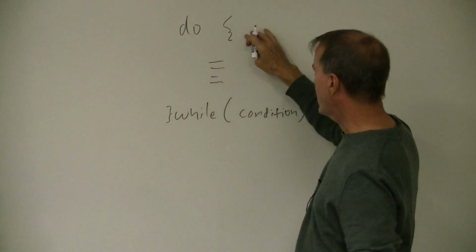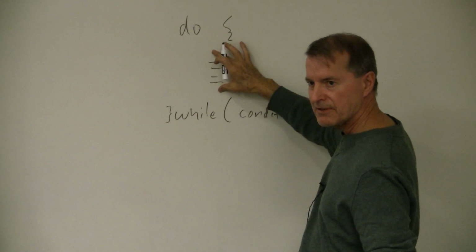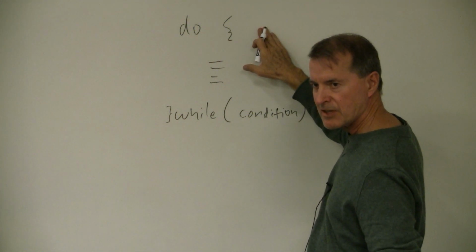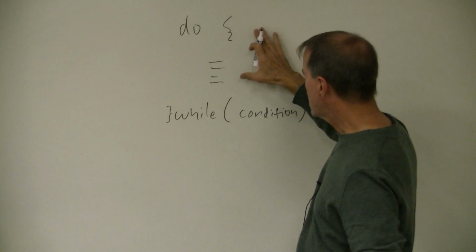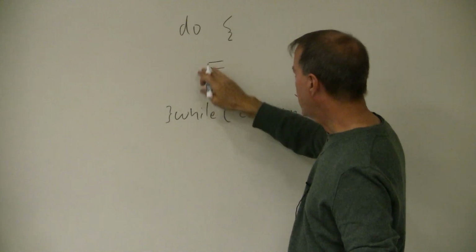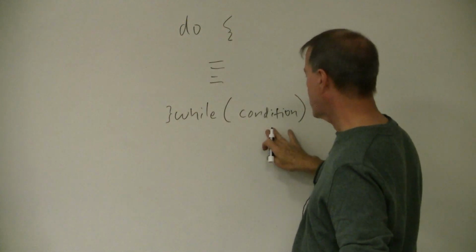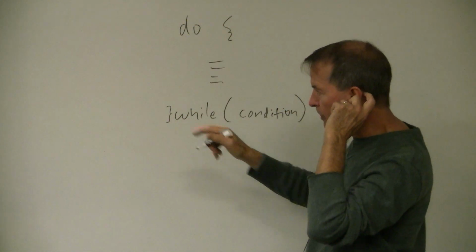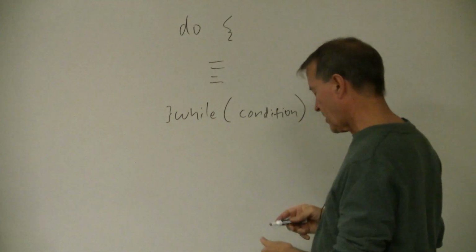Do all of this. So if you don't have the brace, you can just have one statement here. The brace is a compound statement. Okay? So if you don't have the brace, you can just have one statement here. But anyway, it's do and then while condition.